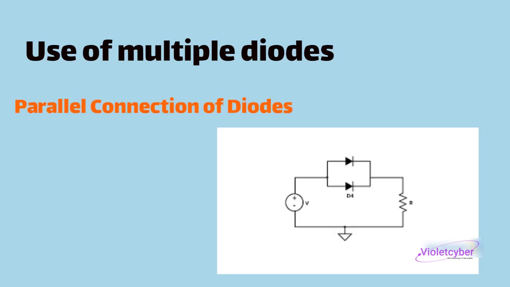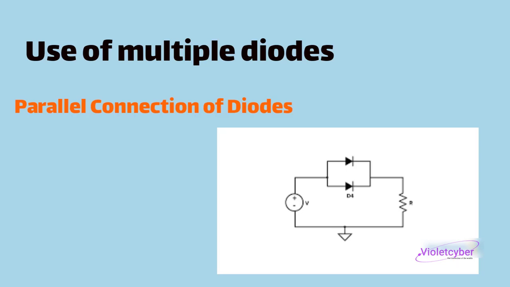Parallel connection of diodes. In a parallel connection, multiple diodes are connected simultaneously with both ends of the diodes connected to the same points. Features and applications. Increased current handling capacity. In this configuration, the total current is split among the diodes, and different amounts of current flow through each diode, depending on their internal resistance. This method is used when higher current handling is required.